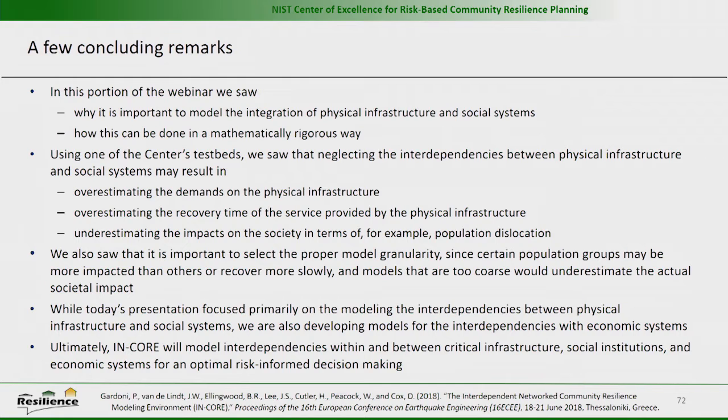infrastructure and social systems. We saw how this can be done in a mathematically rigorous way. Also, using 100-center testbeds, we saw that neglecting the interdependencies between physical infrastructure and social systems may lead in overestimating the demands on the physical infrastructure, in underestimating the recovery time of the service provided by the physical infrastructure, and in underestimating the impacts on the society in terms of, for example, population dislocation.